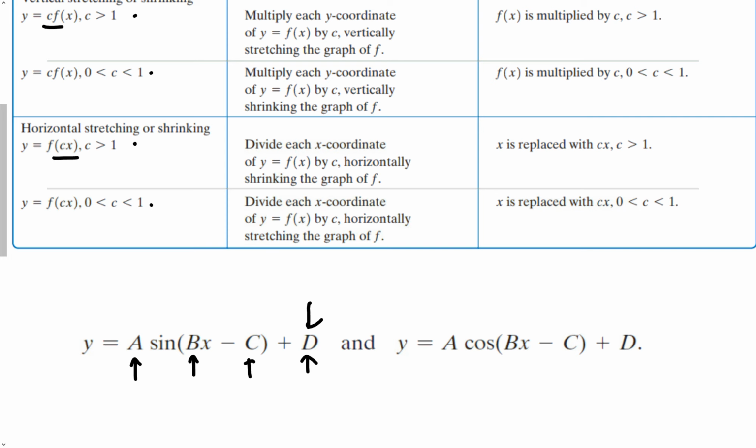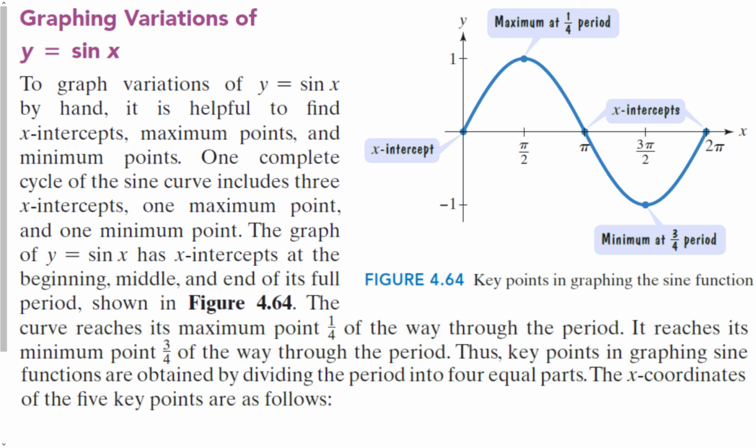All right, let's start to talk about how all these transformations work and start graphing variations of the sine function. To graph these variations of y equals sine x by hand, which we're going to do, we're not going to worry so much about the points in the middle. We're going to focus on 5 key points. Intercepts, kind of important, places where they cross the x-axis.